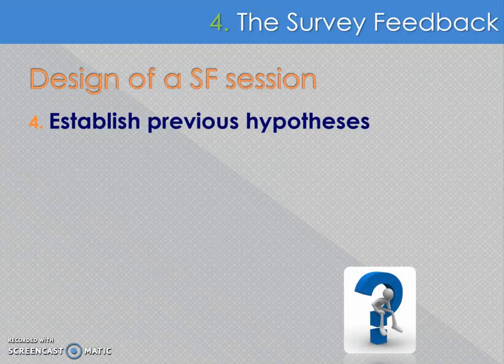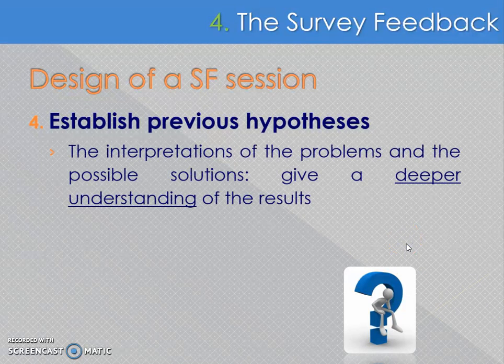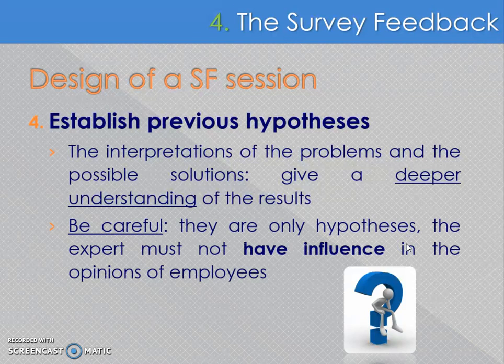The fourth stage is to establish a previous hypothesis to better explain the results obtained with the questionnaires. We mustn't share this hypothesis with the employees. The hypothesis just helps us to understand the results better. We mustn't influence the opinions of employees. So that point is very important.